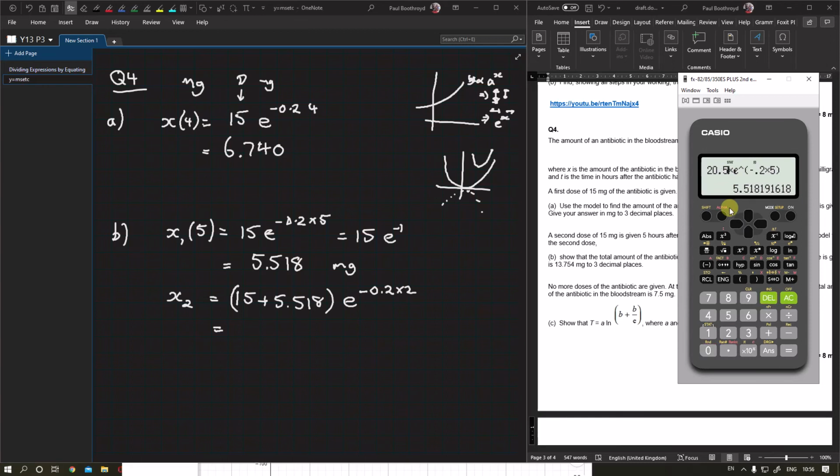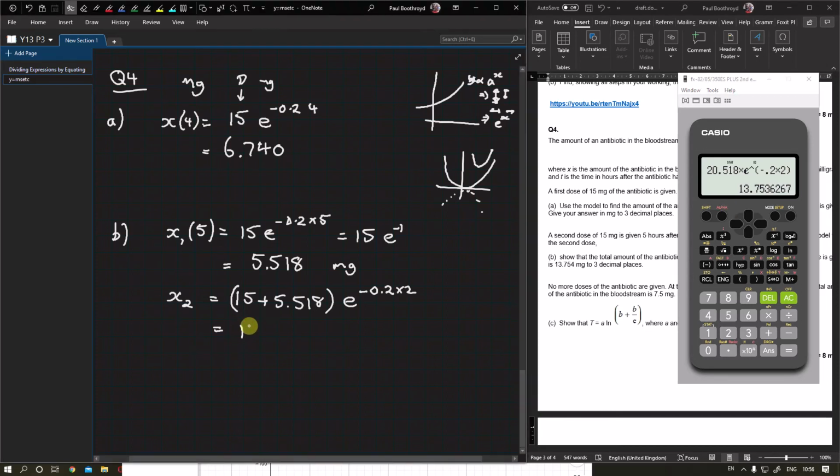20.518. Add the two amounts together, because that's how much there is at that start time. It's decaying at the same rate. Just because it's been in there older doesn't mean that it's disappearing any quicker. Well, you might say over a very long period of time there would be an accuracy problem, as it might get weaker a lot stronger quicker. 4 milligrams to 3 decimal places, and that's what we were asked to show.